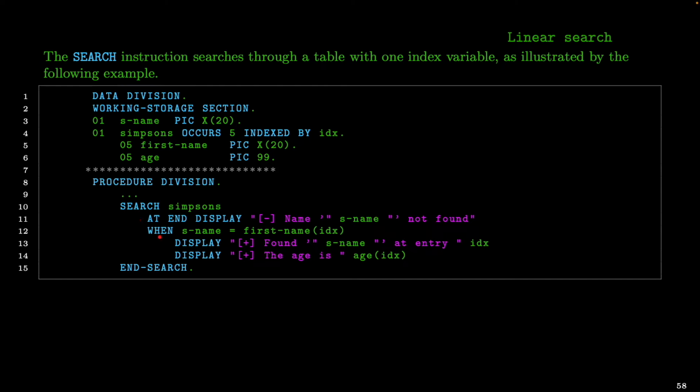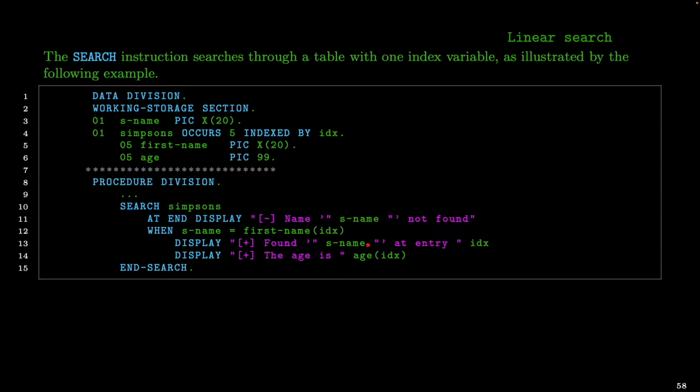And here the when clause is what I actually use to search for the given name. So when the given name equals first name index. And index is the index variable that we define for our table, and search will automatically iterate over this index variable. So it will automatically increase it one by one in each round of the search until we have iterated over the whole table. And if we have satisfied this condition that the search for name equals the first name for a certain index, then we print out the message of success.